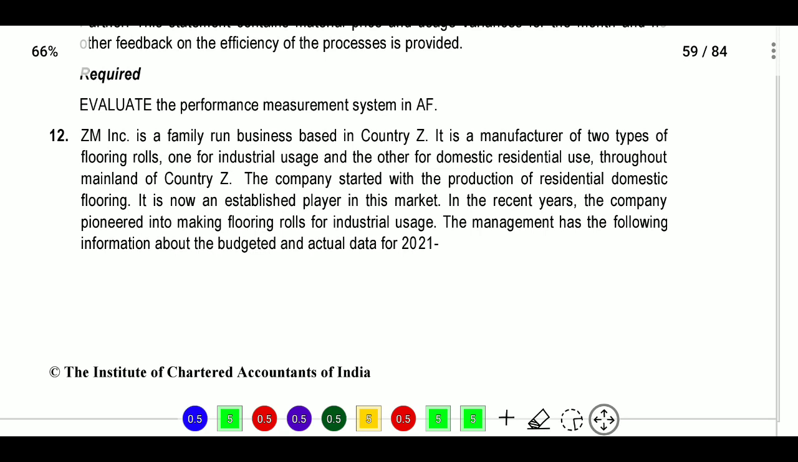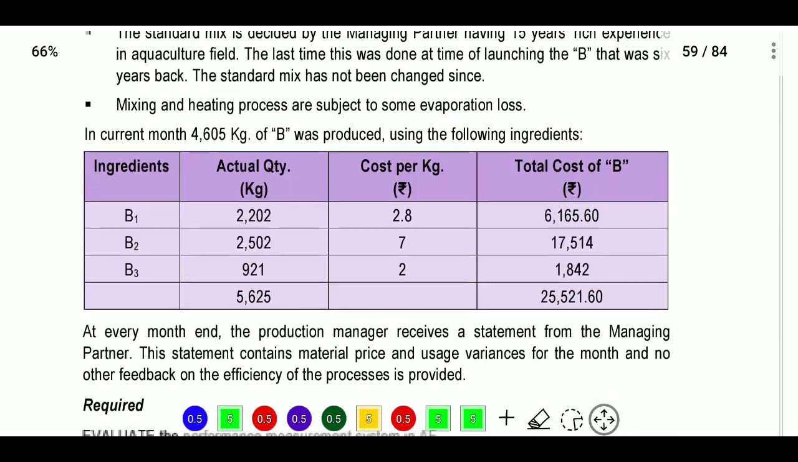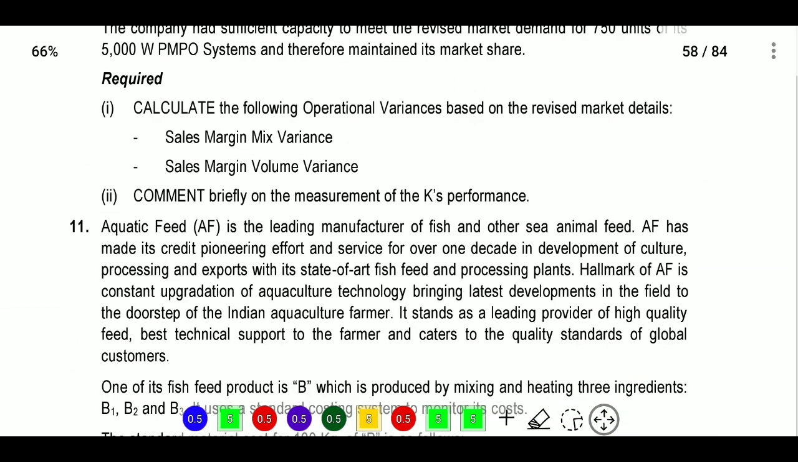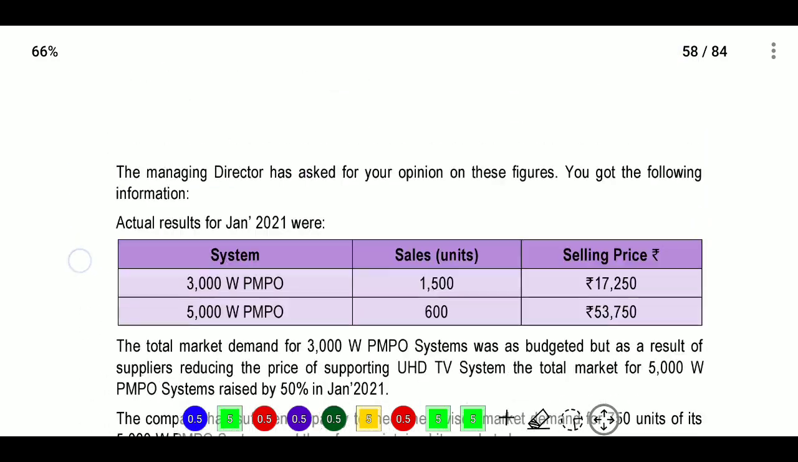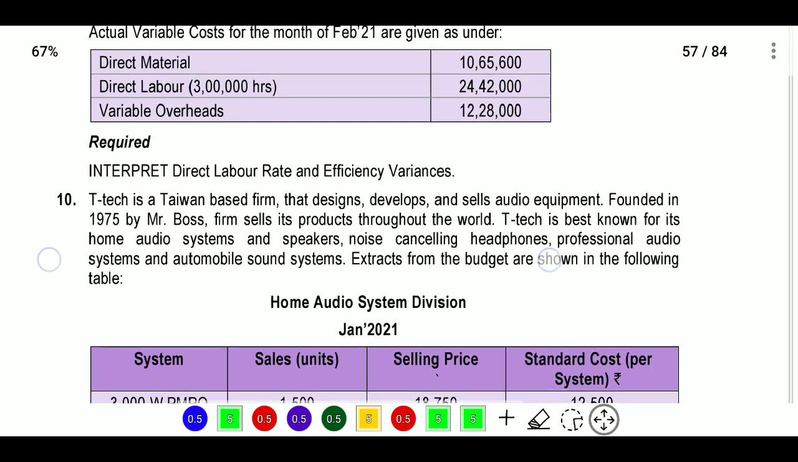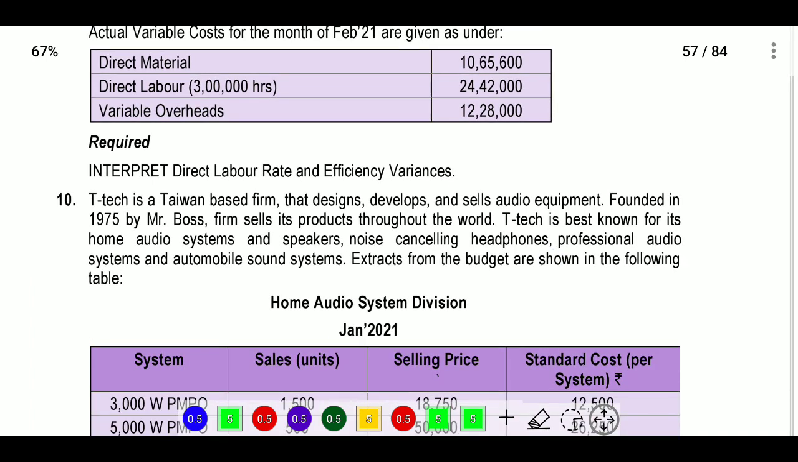Now I will discuss only one. I have only 5 or 6 minutes of time, so I will complete this question. Which question? This T-Tech company question. I will complete the T-Tech question. Next we will discuss all the other questions later. I will complete it next class. So first, what is provided?